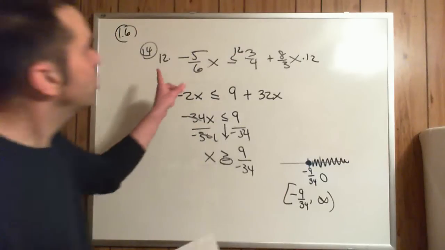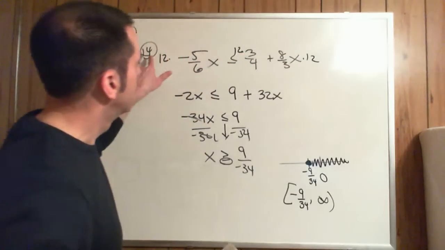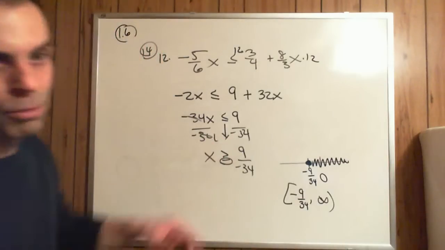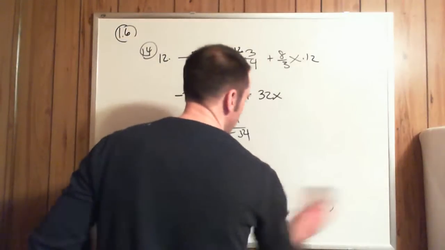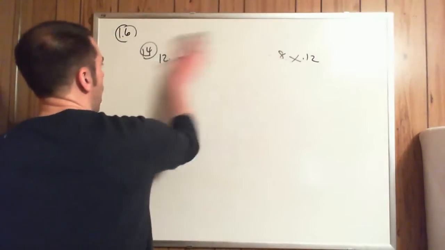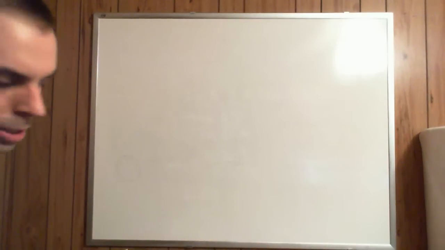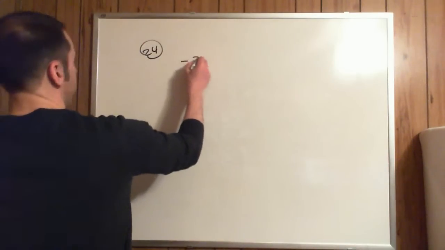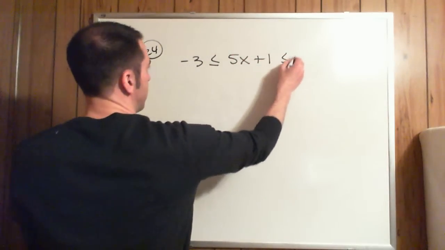I did not reverse the symbol in the beginning because I multiplied through by a positive. I'm only reversing it in the end when I'm dividing by a negative or multiplying by a negative. The last three examples that I'll do are called compound inequalities because they contain more than one inequality symbol. So number 24 reads, negative 3 is less than or equal to 5x plus 1 less than or equal to 3.